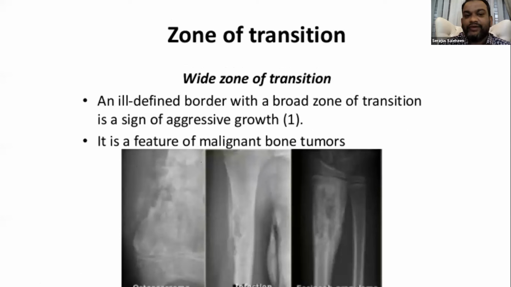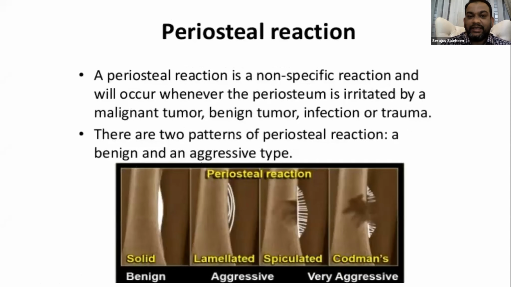And a wide zone of transition is an ill-defined border with a broad zone of transition, and is a sign of aggressive growth. When there is a broad zone of transition, there is aggressive growth, and it is a feature of malignant bone tumor. And the next thing we should see from the X-ray is the periosteal reaction.